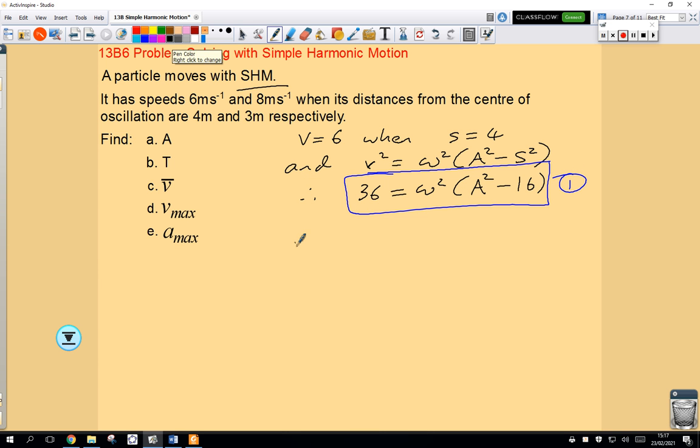I'm just going to call that equation 1, and I'm going to keep it to the side for the moment. The second piece of information here is that V is equal to 8 when S is equal to 3. And we know that V squared is equal to omega squared times A squared minus S squared. Substituting in there, V squared, when V is 8, that's going to be 64. That's equal to omega squared, I have no idea what that is yet, times A squared. Again, I don't know what the amplitude is. But I do know that S squared, when S is 3, is going to be 9. There's equation 2.